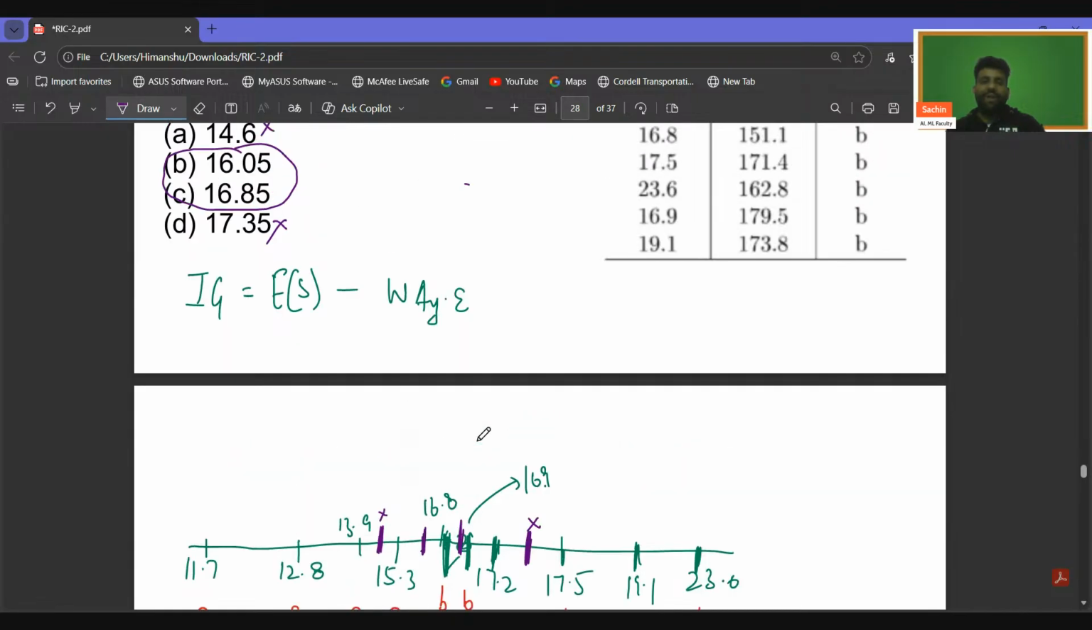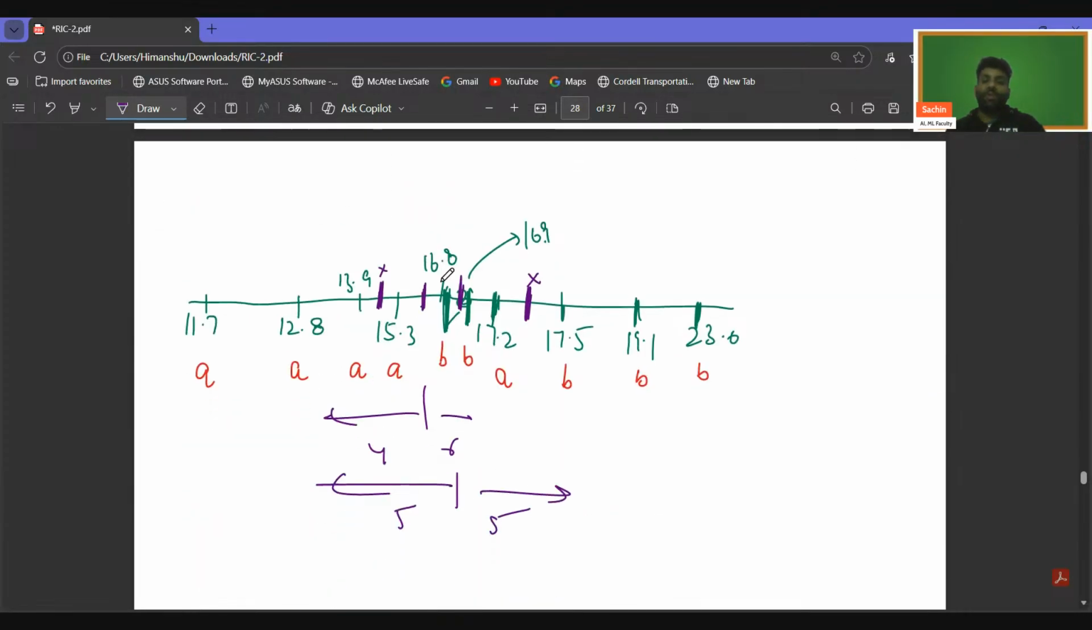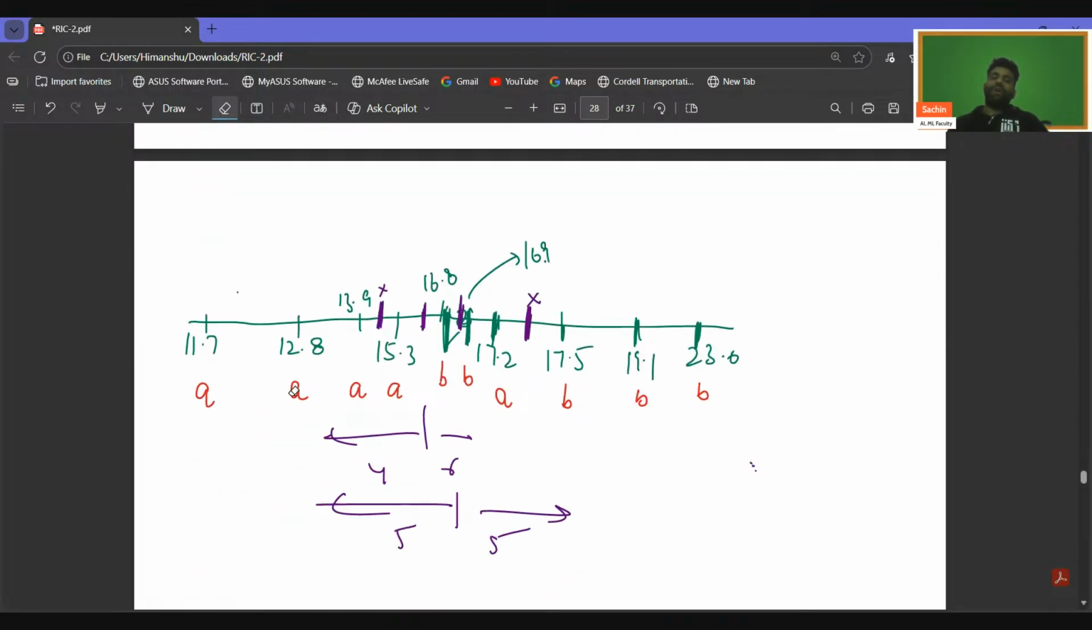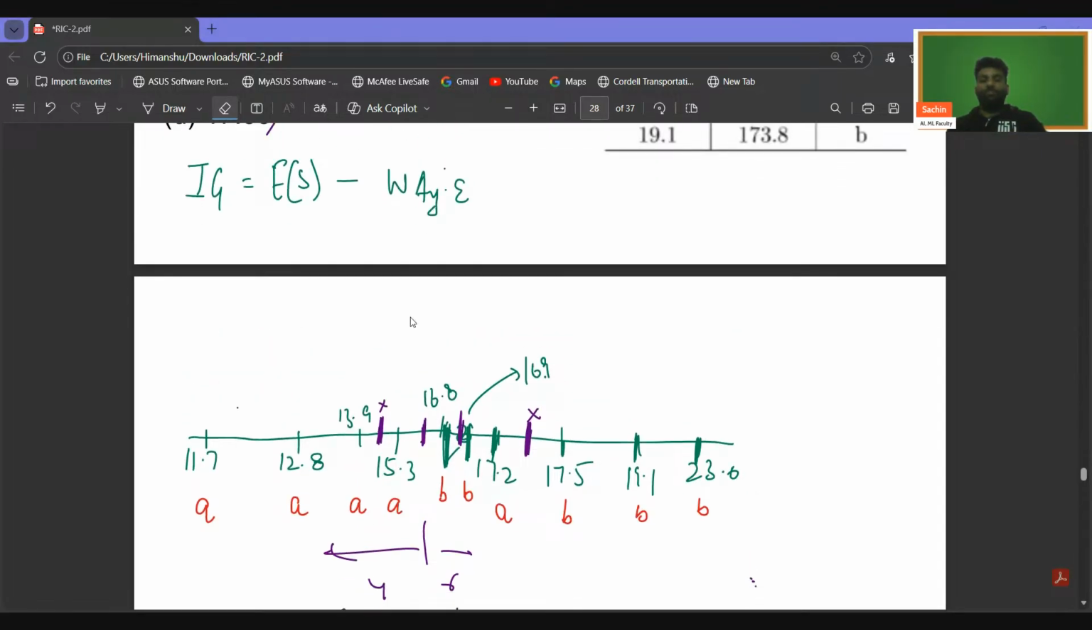With 16.85, it seems 5 and 5 on both sides, but I'm having one misclassification on each side. With 16.05, I'm having 4 on one side and 6 on the other, but on one side I'm having a pure node, and the other side is a mixed thing. So what shall be done? You can just calculate your information gain for each of these two, and you can just get the answer. So what was the entropy initially? What is going to be the initial entropy? If you really want to find out what your initial entropy is going to be.